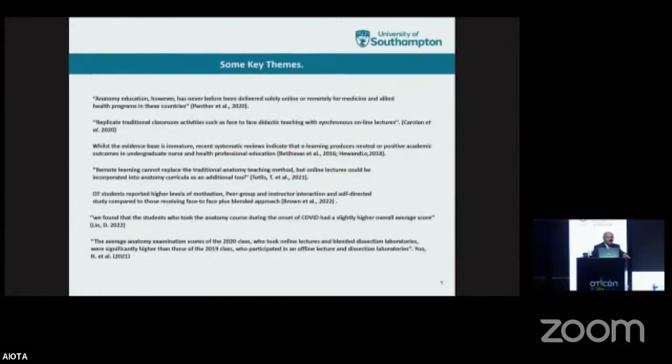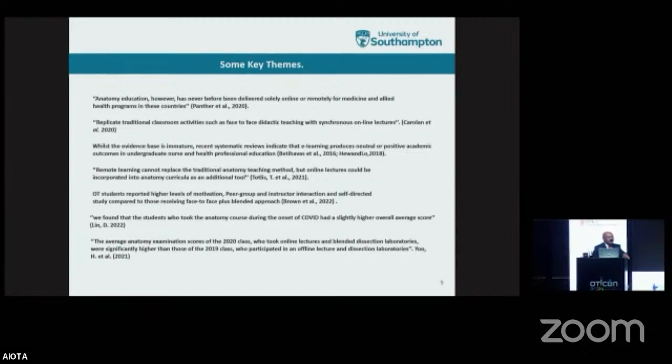So, some key themes emerging from this. You can see that anatomy education has never been delivered solely online or remotely for medicine or allied health programs in these countries. Usually, remote learning cannot replace the traditional anatomy teaching method, which is a very important point, but online lectures could be incorporated into anatomy curricula as an additional tool. I think I agree with that.